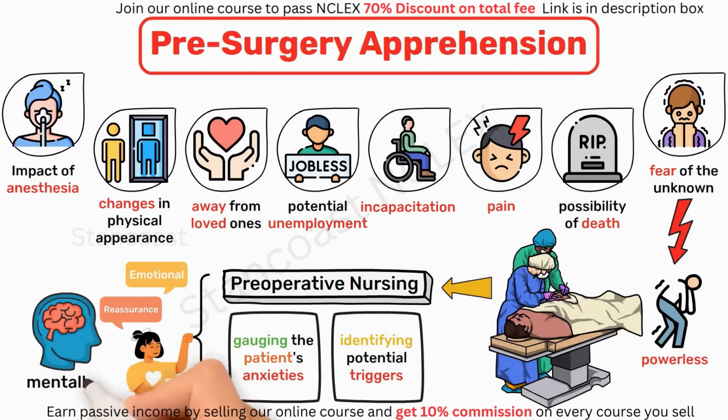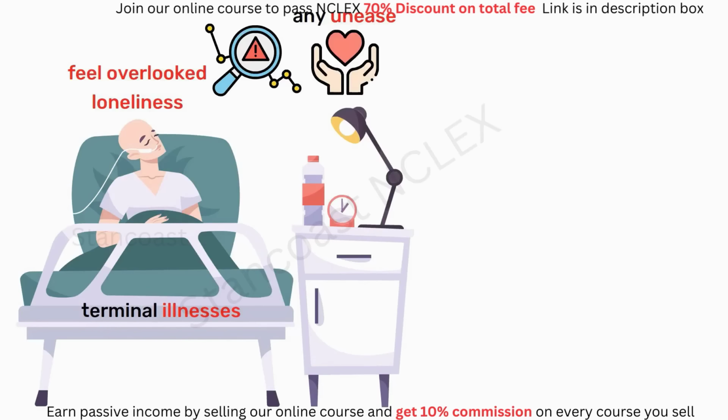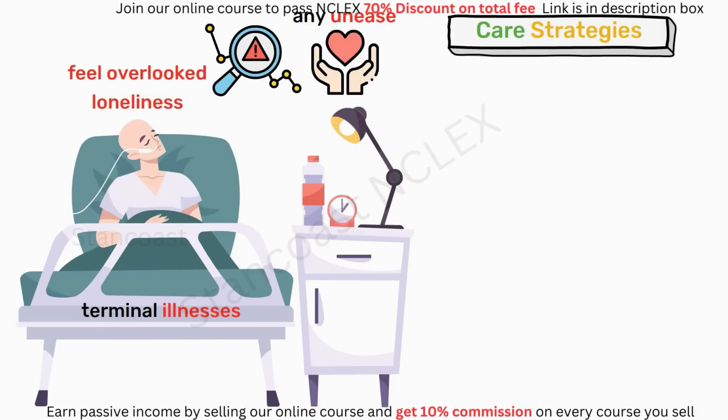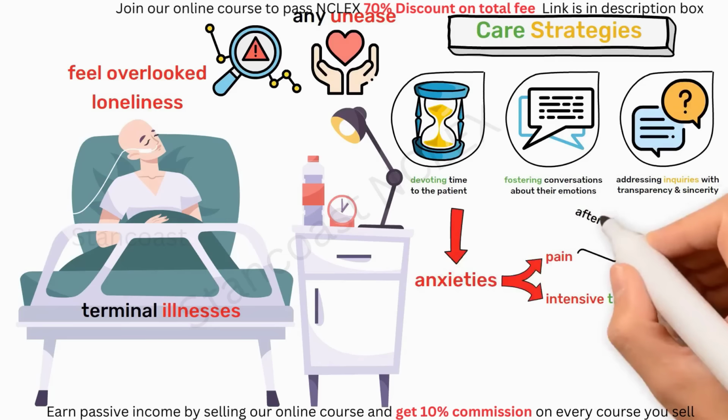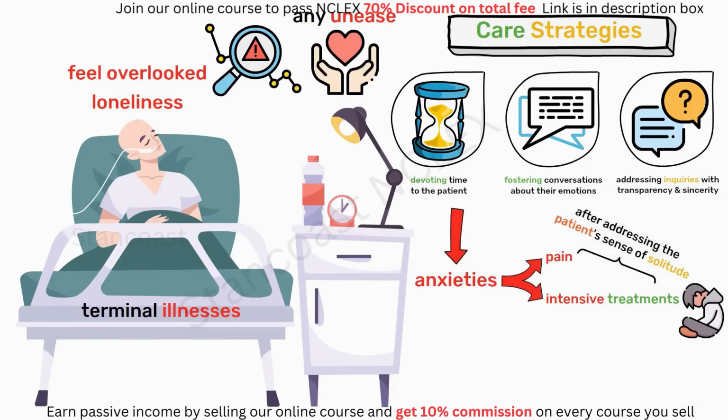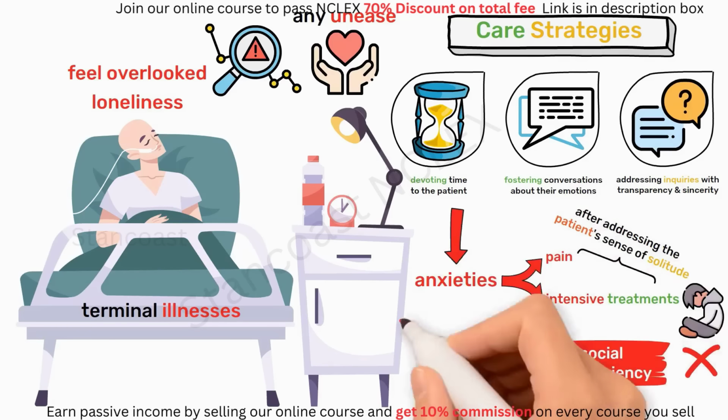Here, option B is the correct answer, because patients with terminal illnesses frequently express feelings of loneliness as they feel overlooked. Such patients can detect any unease their loved ones may experience when with them. Care strategies encompass devoting time to the patient, fostering conversations about their emotions, and addressing inquiries with transparency and sincerity. Easing anxieties about pain or intensive treatments comes after addressing the patient's sense of solitude. Diminishing sentiments of social insufficiency isn't directly pertinent to those with terminal conditions.